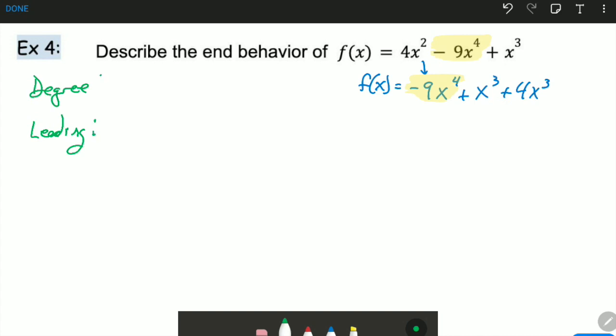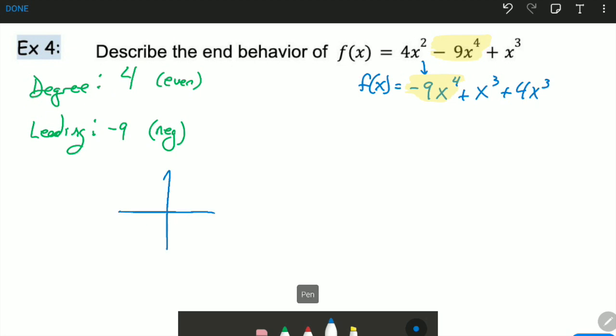So the degree of this polynomial is 4. The highest exponent is 4, which is an even degree. So I know either both sides are going to point up or both sides are going to point down. And the leading coefficient is negative 9, which is negative. Since the leading coefficient is negative, and since the degree is even, I know that both sides are going to be pointing down.